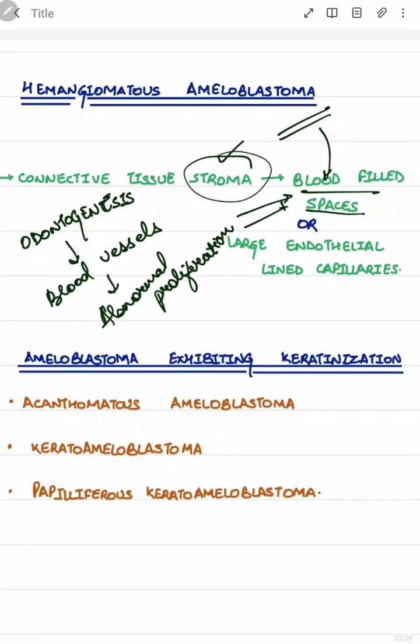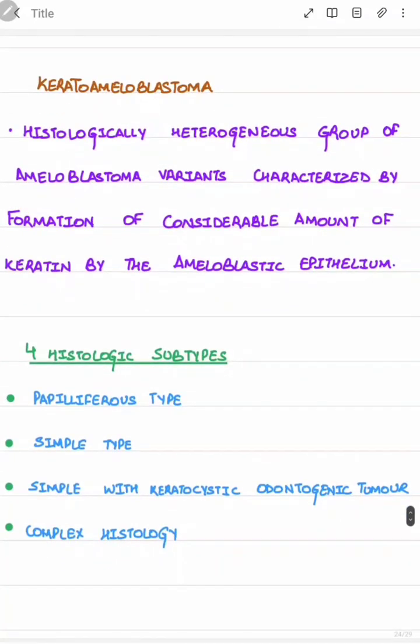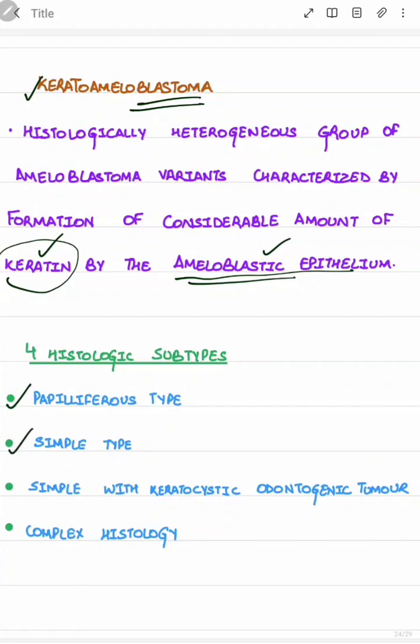Now the types of ameloblastoma that exhibit keratinization. The first one is acanthomatous ameloblastoma, we have read earlier. Second one is keratoameloblastoma and the third one is papilliferous keratoameloblastoma. So now we will discuss keratoameloblastoma. Here the ameloblastic epithelial cells will produce a lot of keratin. That's why the name keratoameloblastoma. There are 4 histological subtypes of keratoameloblastoma. We are supposed to read the names only. Papilliferous type, simple with keratocystic odontogenic tumor, and the last one is complex histology.